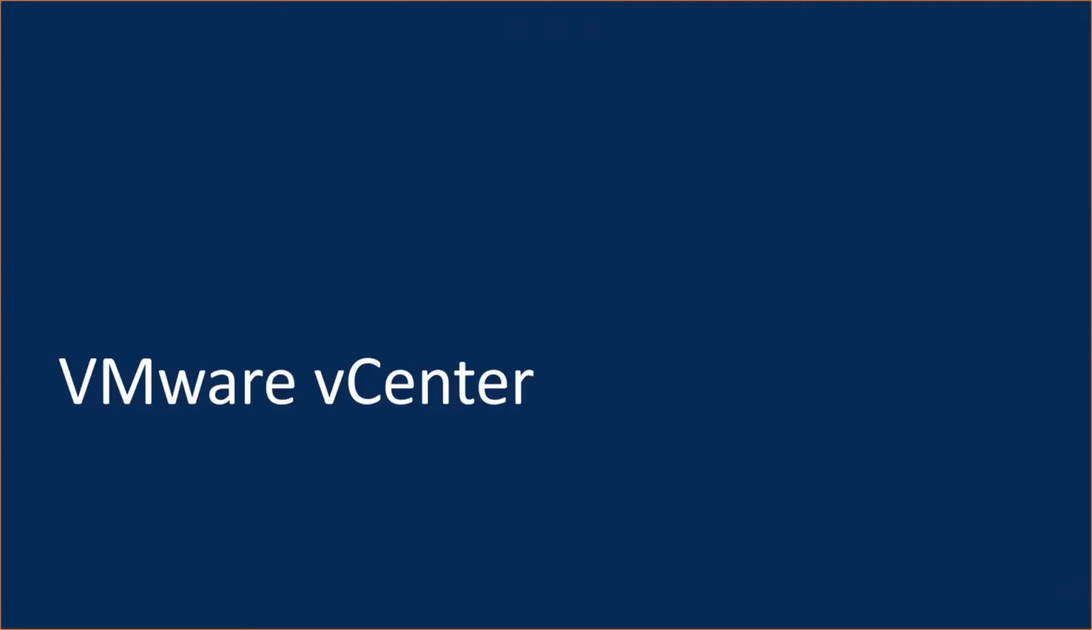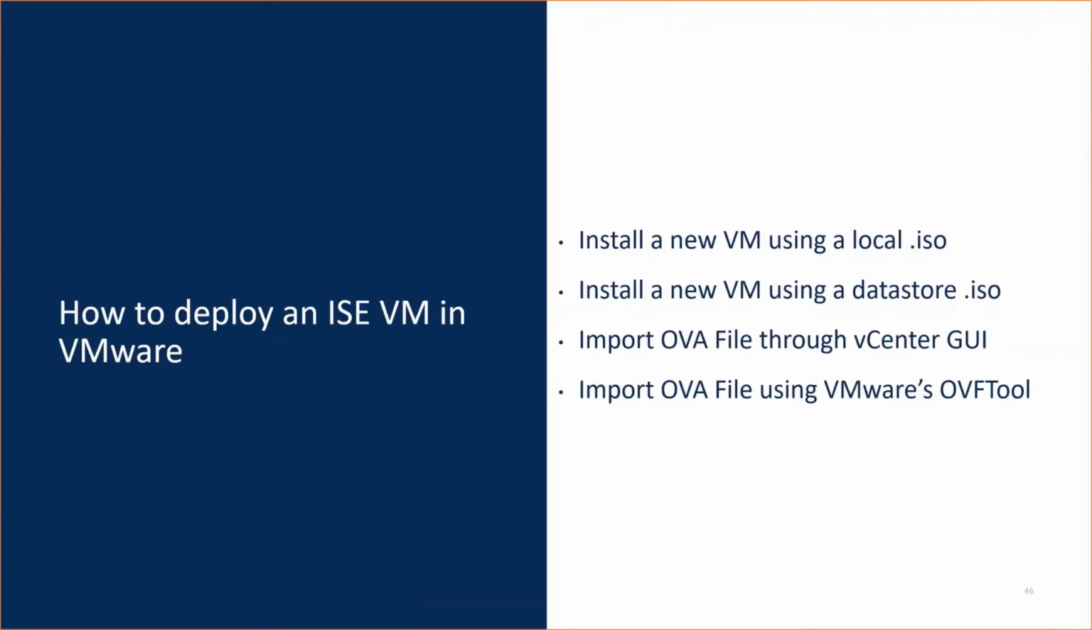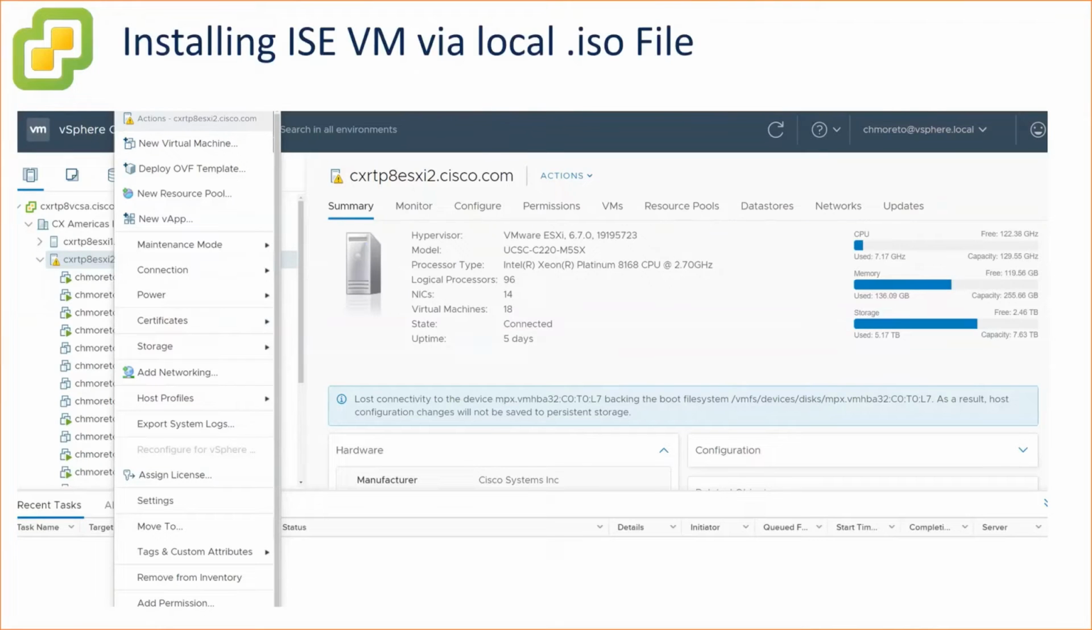So when we're talking about VMware vCenter, of course, with it being such a big adoption rate, there are multiple ways to deploy a virtual machine to VMware. We're going to talk through four different ways of deployment, including just using the ISO file on your local computer. So we're going to talk about that next.